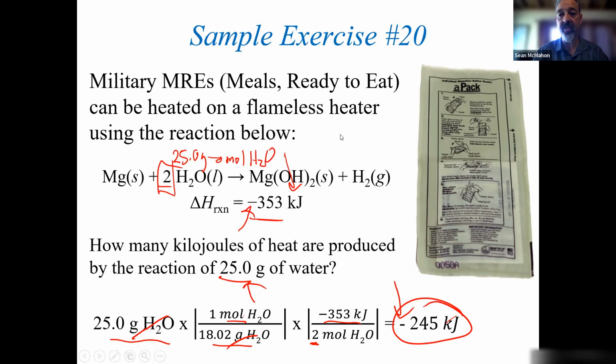So thank you for your patience. I appreciate it. This chapter is critical as we move forward to gas laws and solution chemistry, because we will continue our stoichiometric calculations and our double stoichiometric calculations with limiting reactants.